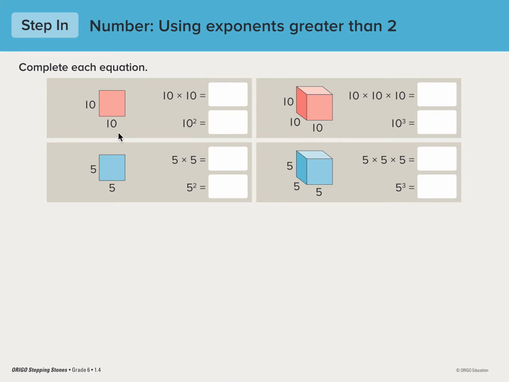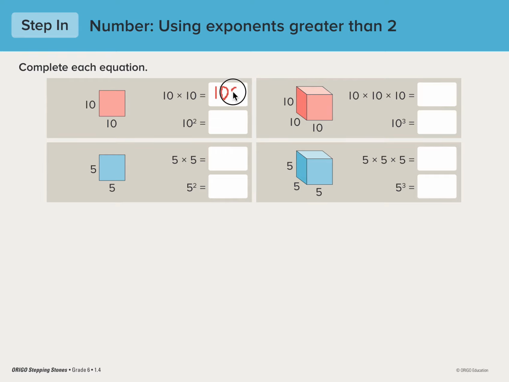Okay. So let's work through these questions. For these two, on the left, we have squares, and each dimension is 10 times 10. Okay, what does 10 times 10 give us? 100. Good. Go ahead and fill that in your workbook.